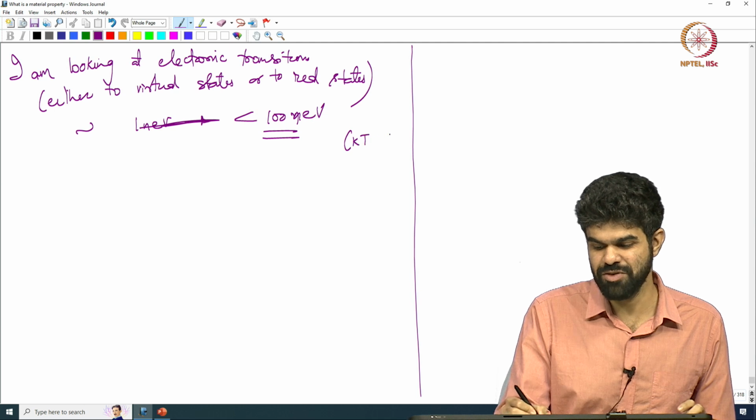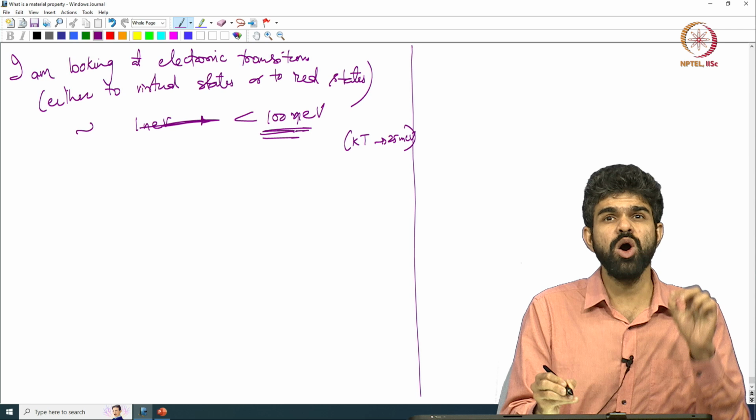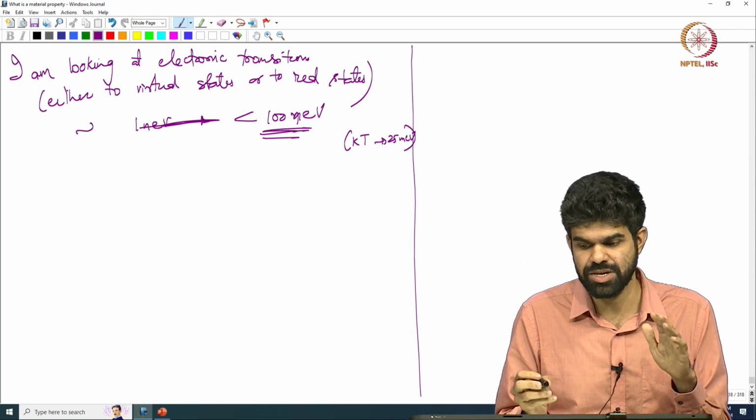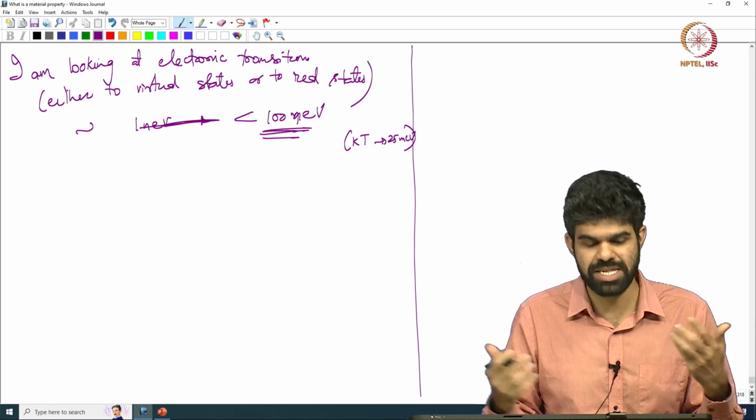Let's just keep an eye on what kT is. kT is about 25 milli electron volts. So, these are very small scale energy transitions, less than even what kT does.